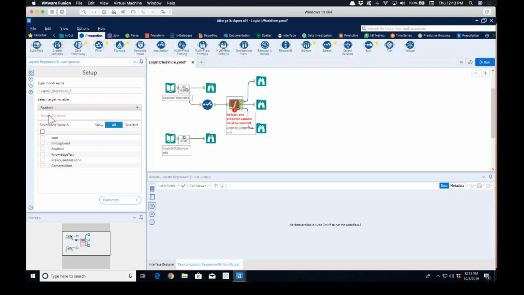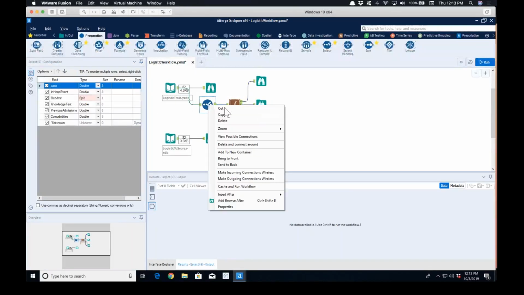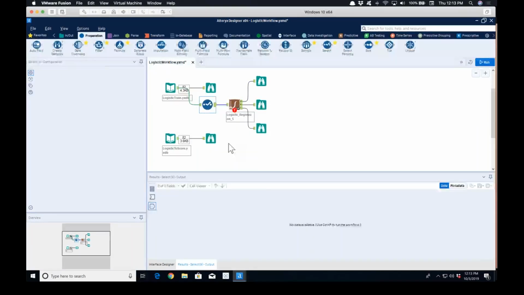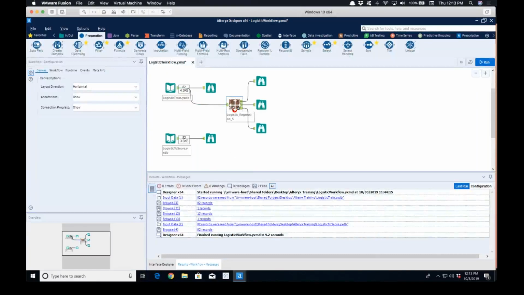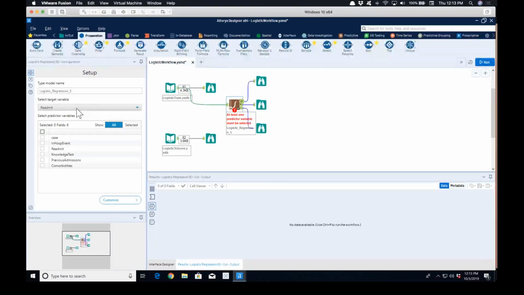I'm not sure why it's there right now, but in here I'm just going to delete and connect around, or we just need to make sure that the variable that's coming in is a string. Okay, yeah, there it is. Now we can actually select it. Okay, and I'm going to rename this. I'm going to call this first run.